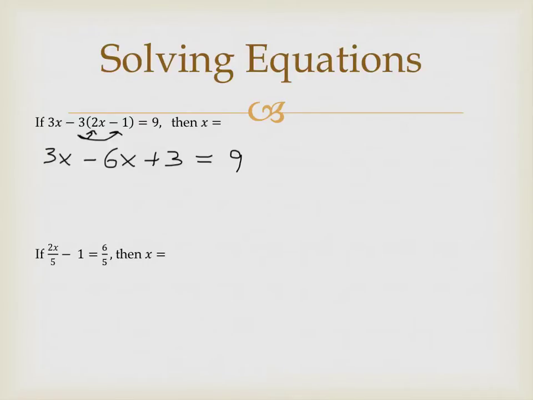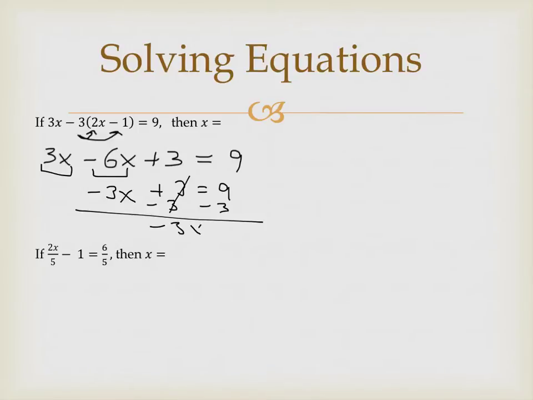Now we can combine like terms, and then we'll isolate x. So 3x minus 6x, that's negative 3x. Be careful with your signs. Okay, so now we've simplified everything. We've distributed, we've combined like terms. So now we'll just isolate x. We have negative 3x equals 6. We want to get x alone. The inverse of multiplying by negative 3 is dividing by negative 3, and therefore x equals negative 2.